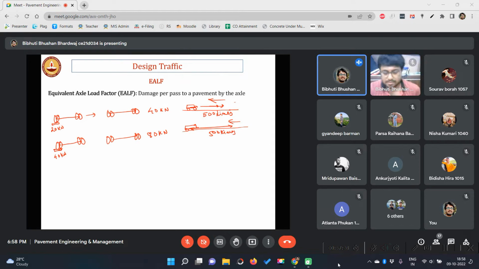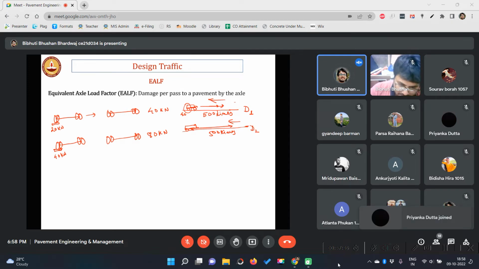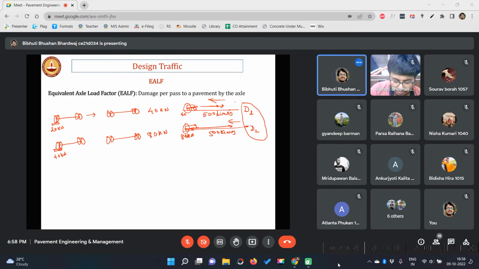So if I say my damage is D1 because of this truck whose rear axle is 40 kilonewton, and I say my damage is D2 in this truck where the rear axle is 80 kilonewton, and in both cases it has traveled 500 times. So what can be the relation between D1 and D2? Sir, D2 could be twice of D1. Twice of D1.